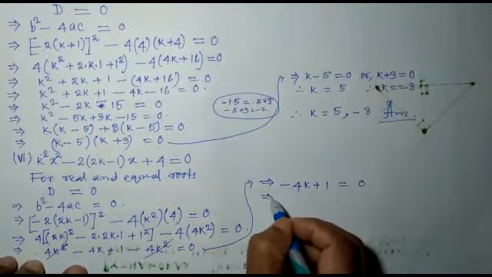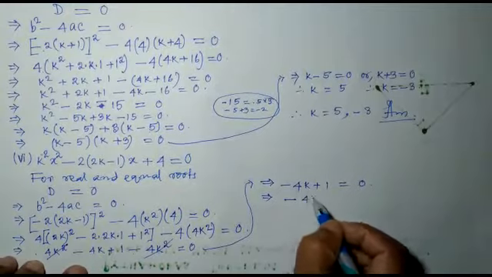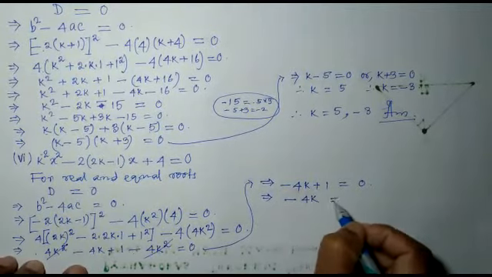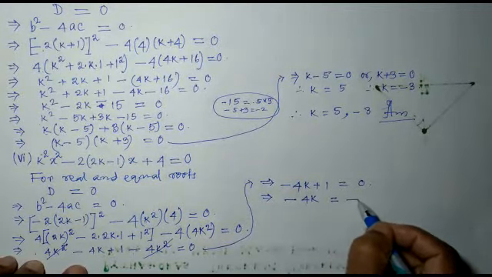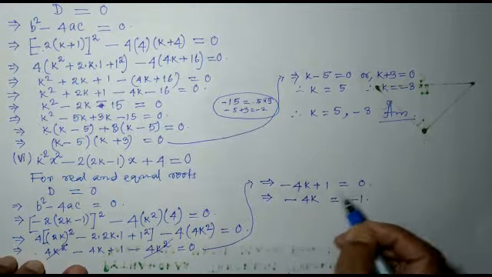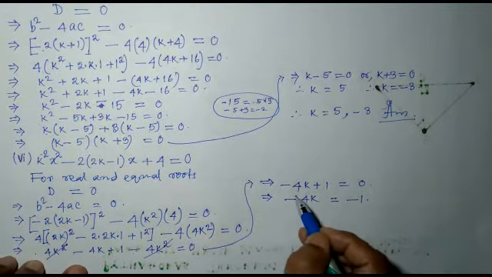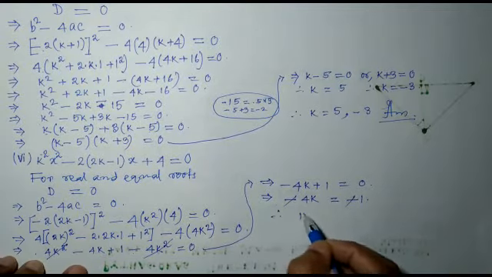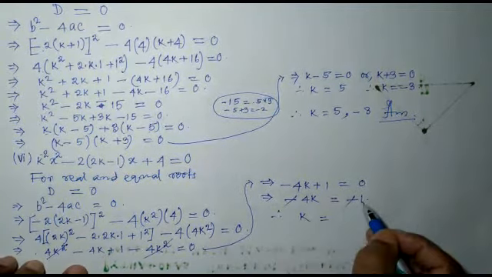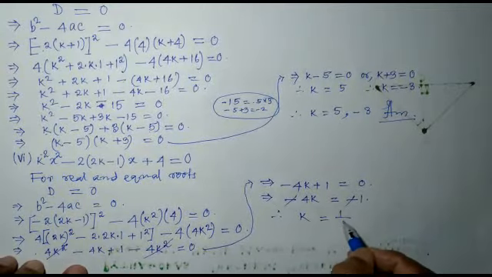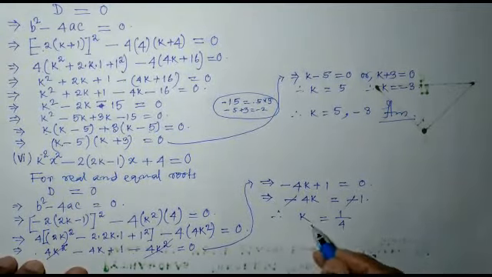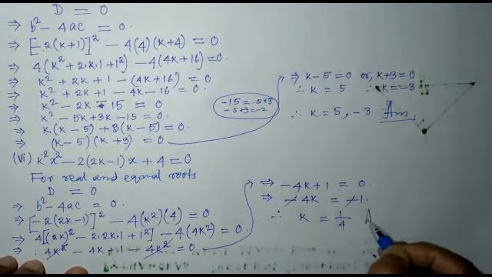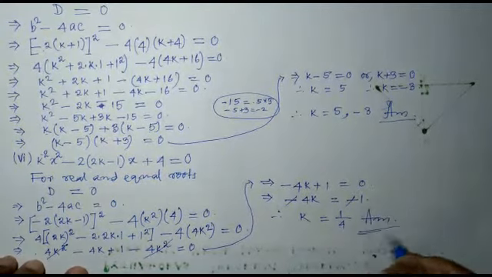So next line, minus 4k. To find the value of k, take this one to the right side, it will be minus 1. 0 has no value, so take it to the right side, minus 1. We can cancel this minus and minus from left and right. So we get k is equal to 1 divided by 4, it will be 1 by 4. And that is the value of k. k is equal to 1 by 4. We can write the answer.